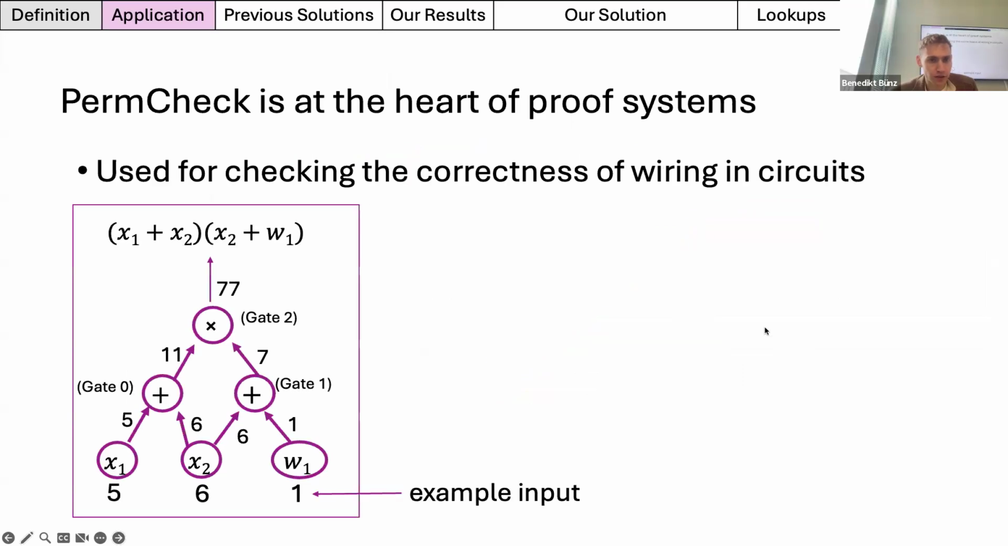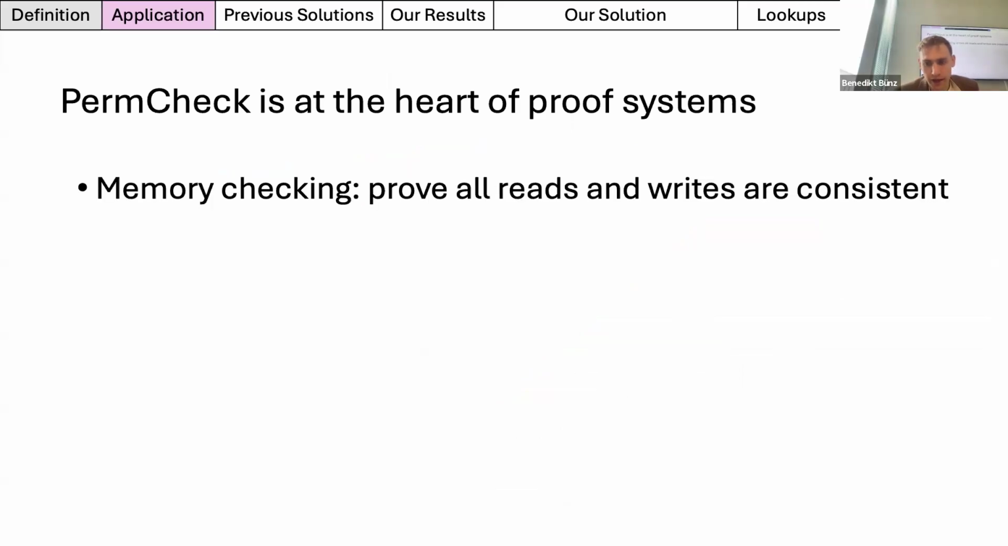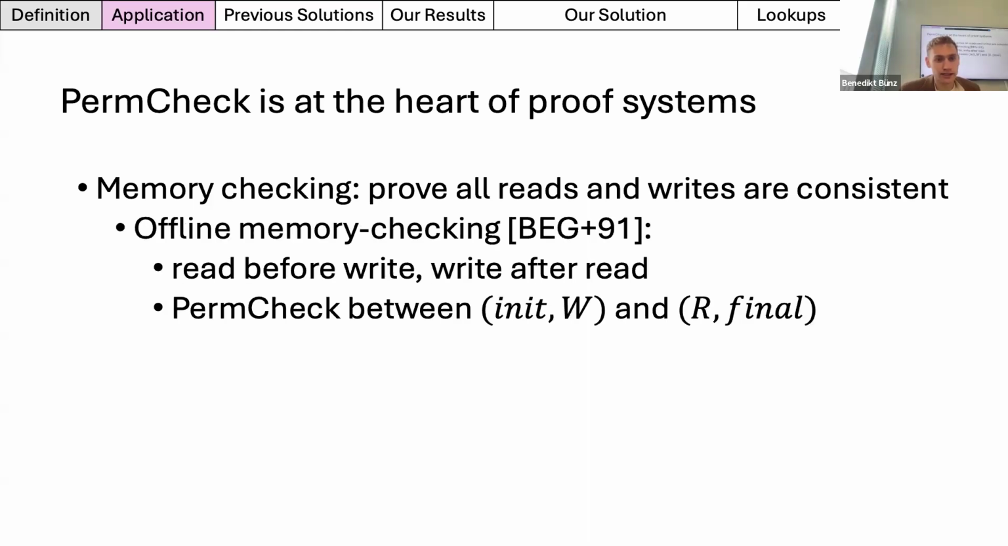Okay, so the permutation check is used for checking the correctness of wiring. They also have other applications. They are used in memory checking to prove that all the reads and the writes are consistent. Let's say I want to prove a machine computation. So this was for circuits, but some of the examples I gave in the earlier talk were more related to machine computations, where I read and write from memory, and I have to prove that all the reads and writes are consistent. This was invented in 1991, I think, by Manuel Blum and others. I don't know if he was already here, but certainly one of the CMU greats.